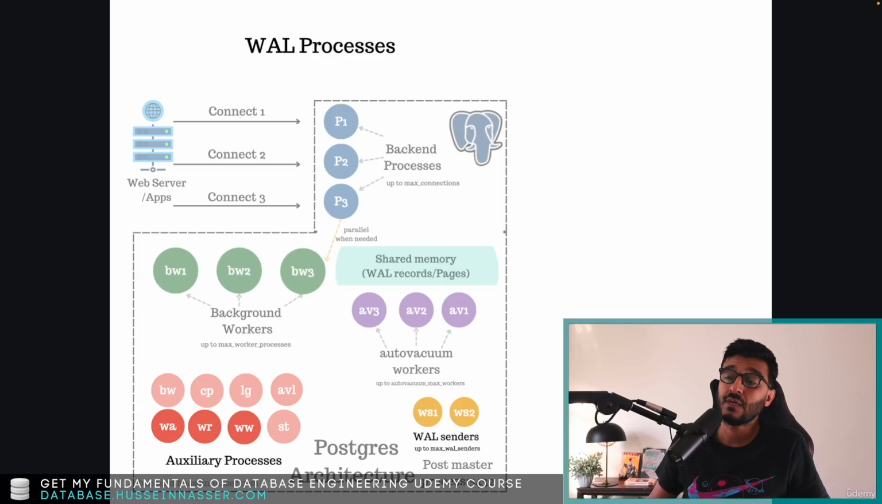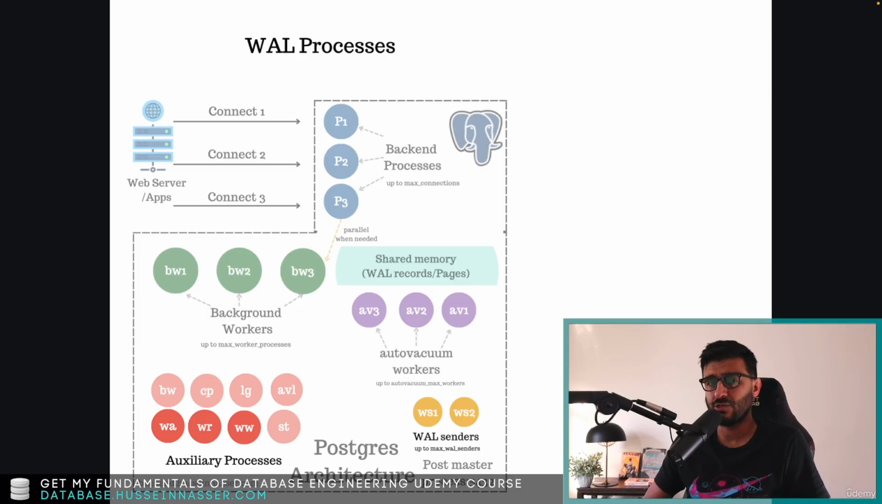The WAL receiver is a process that runs on the replicas and receives those WAL changes, right? And you can write it in any language you want, as long as you understand the replication protocol. The WAL, what is that? WW? What the heck is that? Oh, the WAL writer, WW. The WAL writer is responsible for writing the WAL records and flushing them to disk.